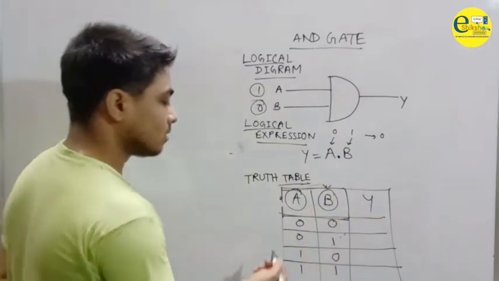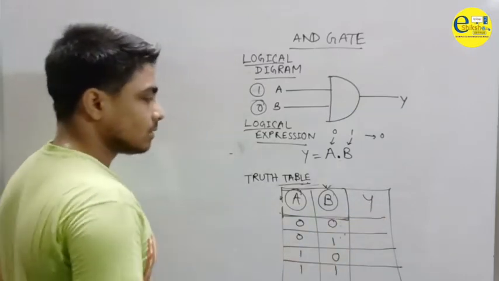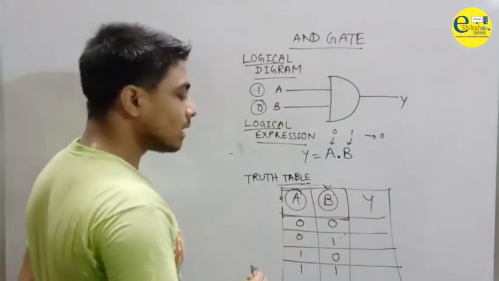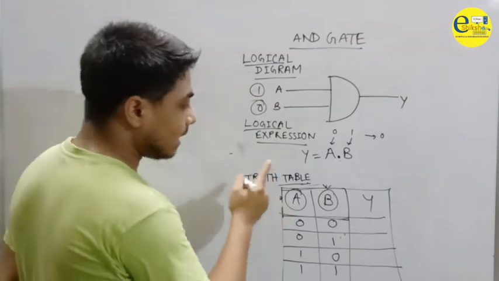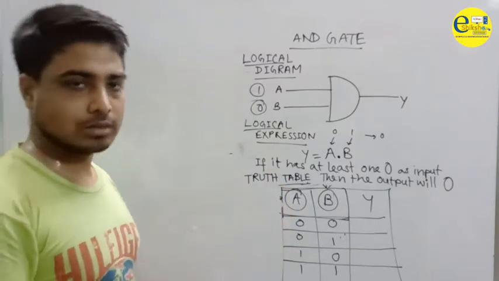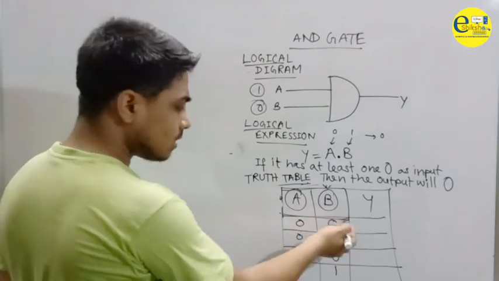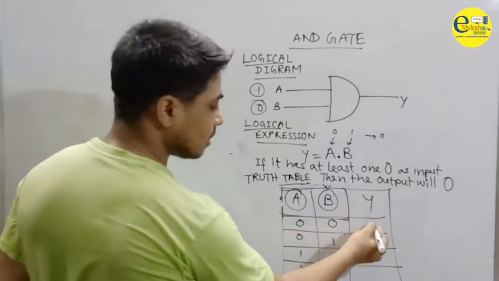So next, it is our input, we have filled it. Now the output, Y. How is Y made? Keep in mind that for an AND gate, if it has a 0 as input, then the output will be 0. So here we just have to check: it has at least one 0? Yes, it has at least one 0. Okay, that's why the output is 0.